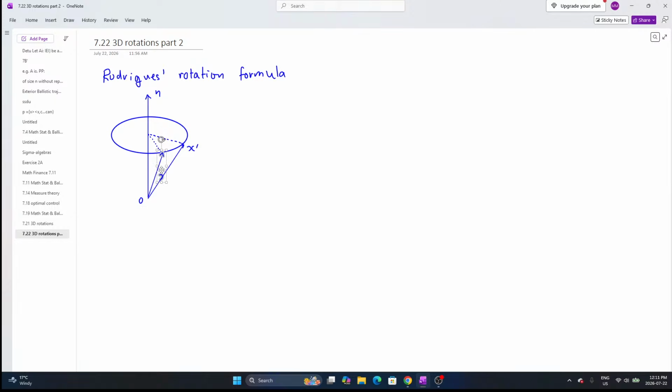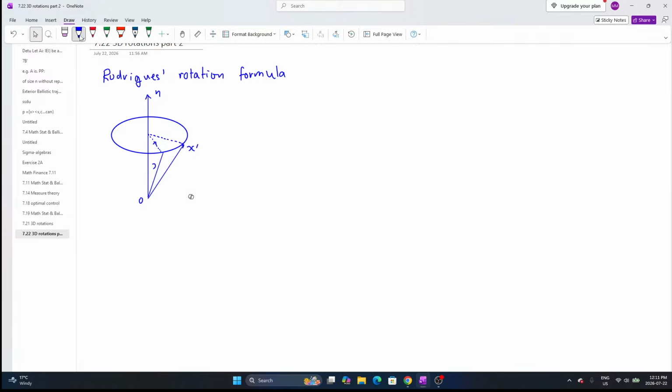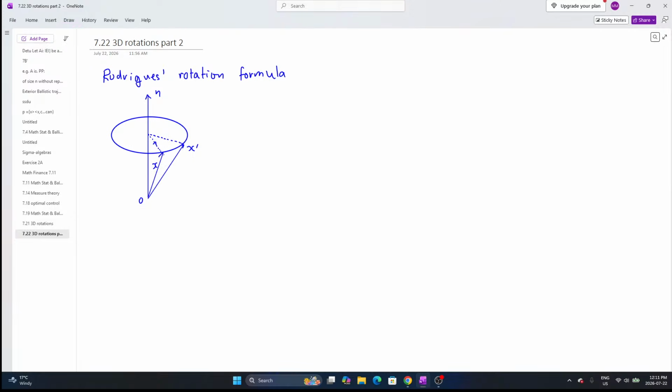Okay, so I would like to describe the new vector x prime in terms of the original vector x, n, and theta. So this is x. And be sure to respect the right-hand rule. This is theta.